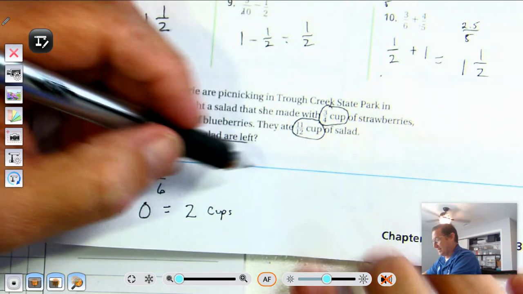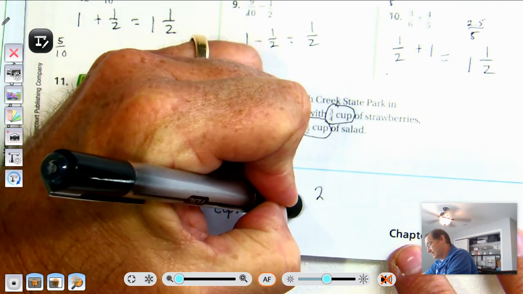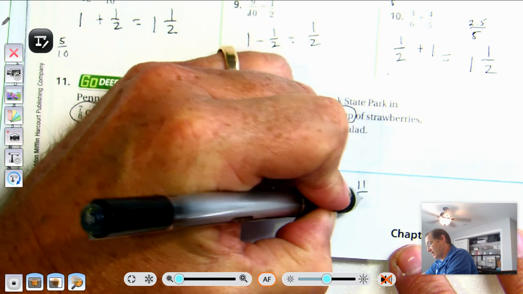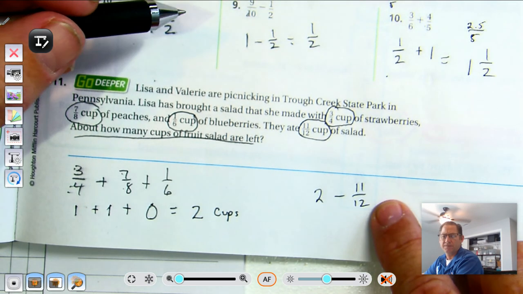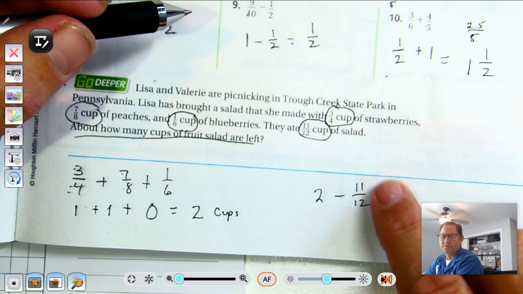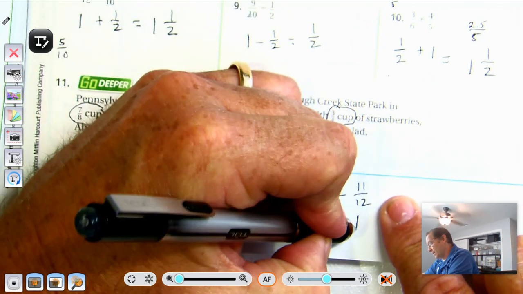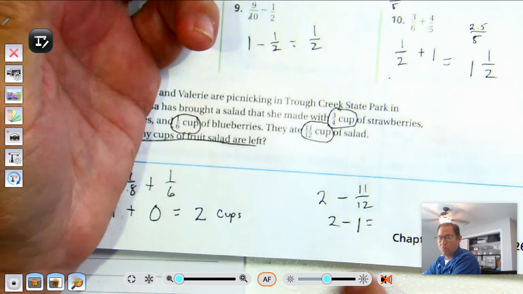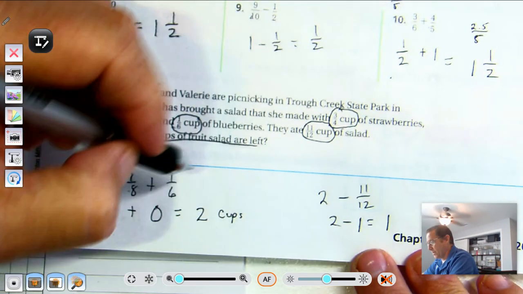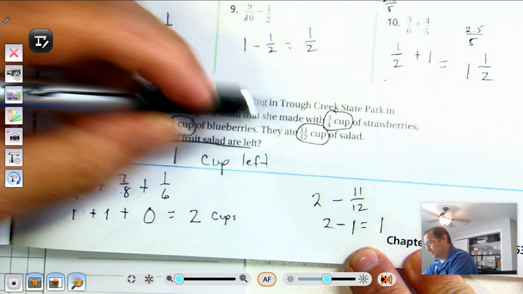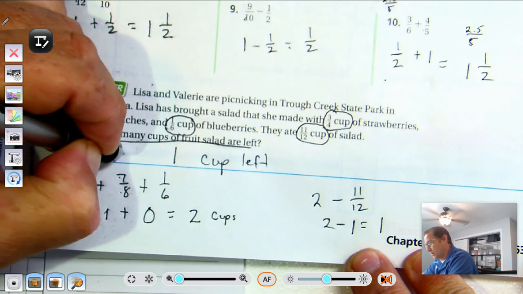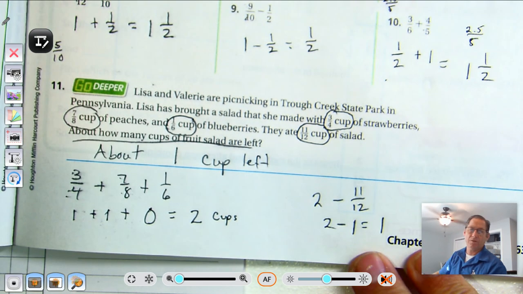They ate 11 twelfths. So basically we have 2 cups, take away 11 twelfths. 11 twelfths, that numerator is almost the same as the denominator, so that's 1. So basically we have 2 take away 1. Okay, so about 1. We have about 1 cup left. Now let's go ahead and put the word about in front of that. Well, about 1 cup left.